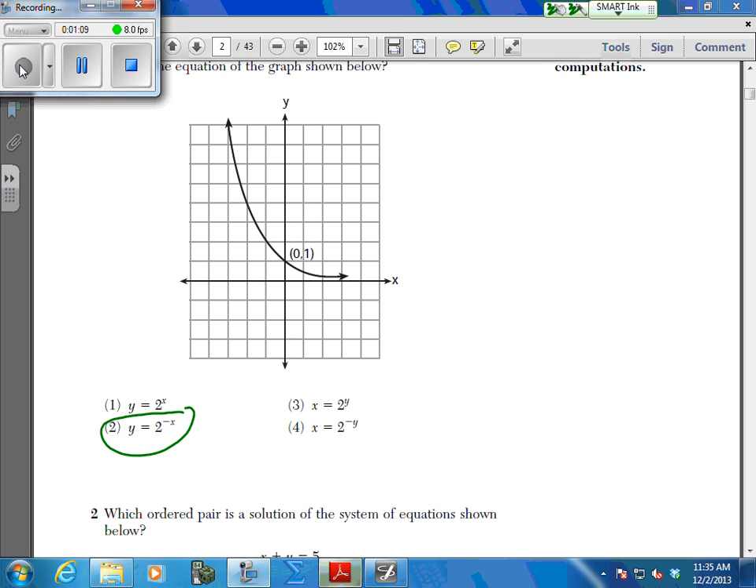Your normal exponential curve goes this way. Notice they both pass through the point 0, 1. This one is your increasing one. This one is your decreasing one. Notice that negative x. When you do a transformation and you negate the x, here's your x, negating from here to here. This is a reflection over your y-axis. So that's why this one is your negative exponent.